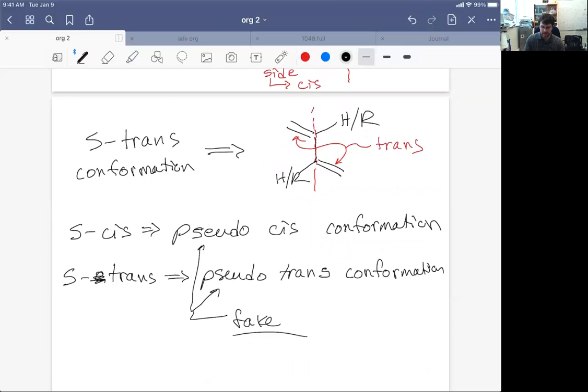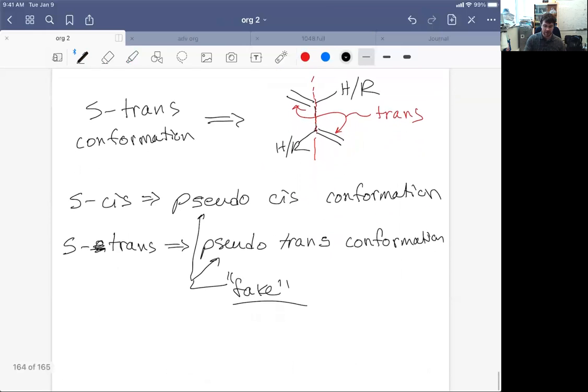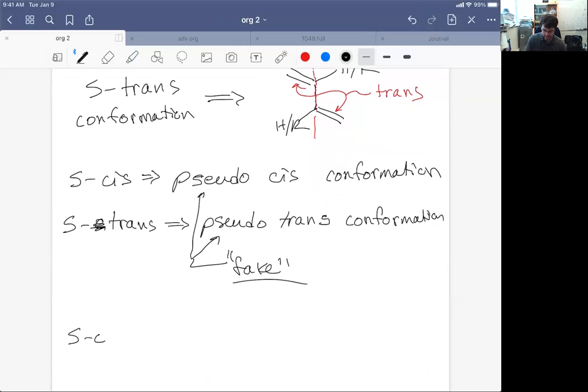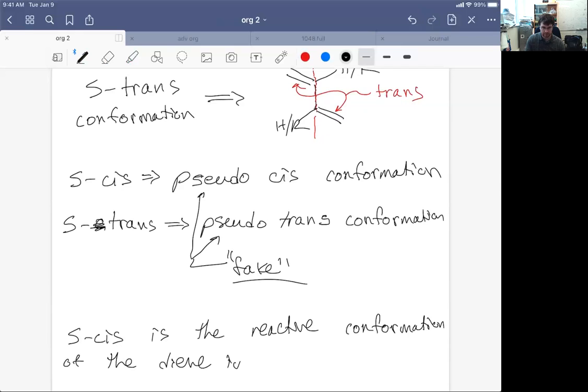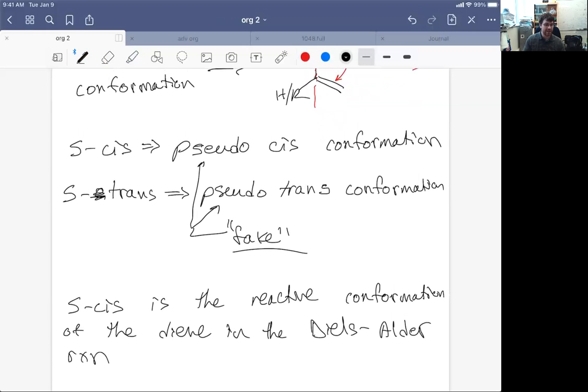So it's not real cis or real trans, but it is important to recognize that even though we can interconvert between the two, it's the S-cis that's the reactive conformation of the diene in the Diels-Alder reaction. Okay, so that's an important feature of the diene.